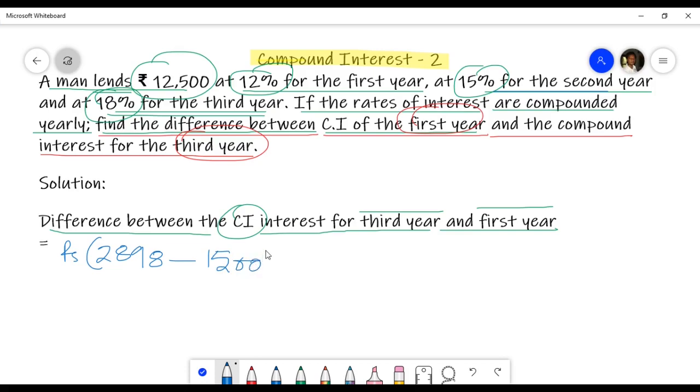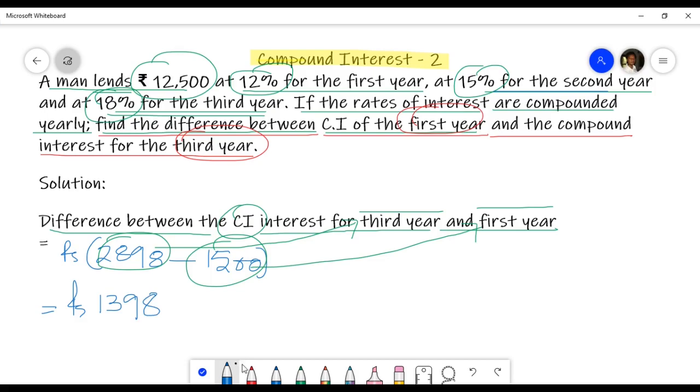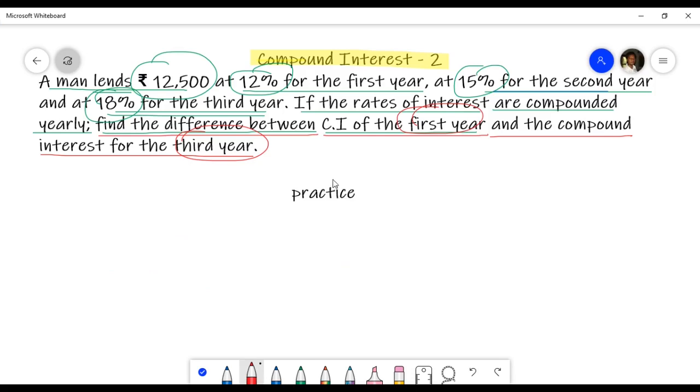So let us write down the compound interest for the third year. The compound interest for the third year, as we calculated, was 2,898, and compound interest for the first year was 1,500 rupees. And after we subtract these two values, we will get the difference between the compound interest for the third year and the first year as rupees 1,398. So 1,398 is the answer. It is the difference between the compound interest of the first year and the third year.